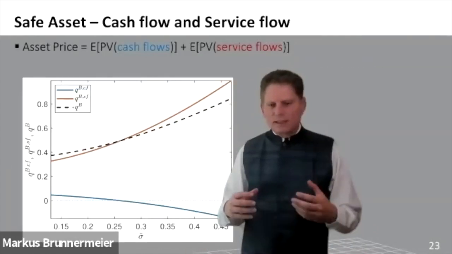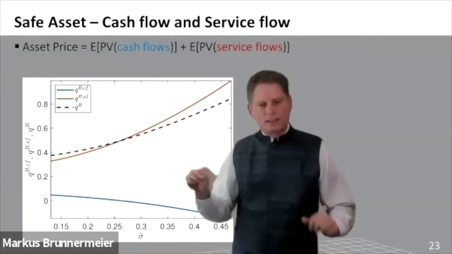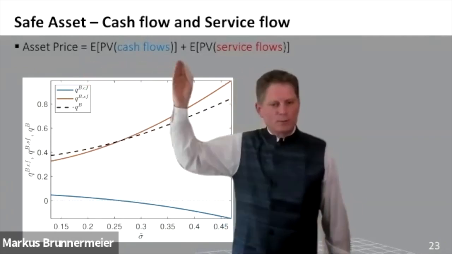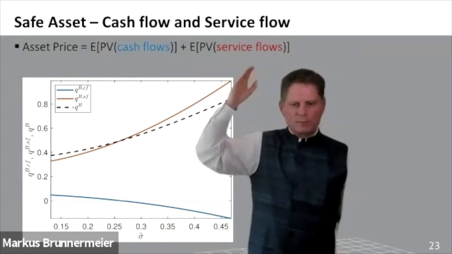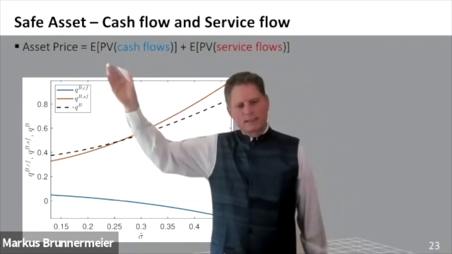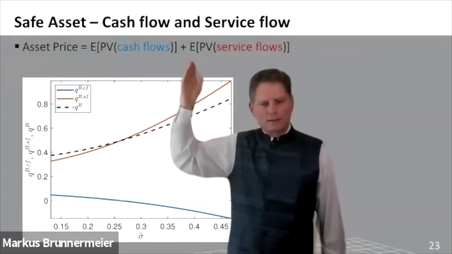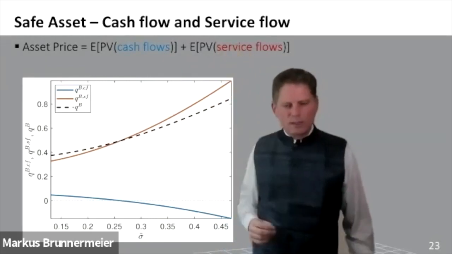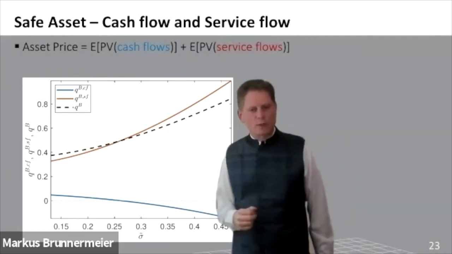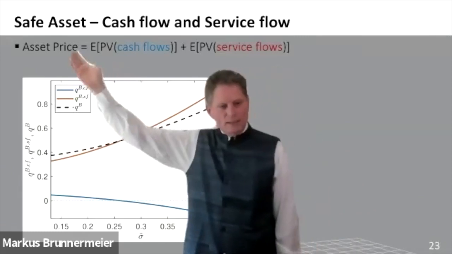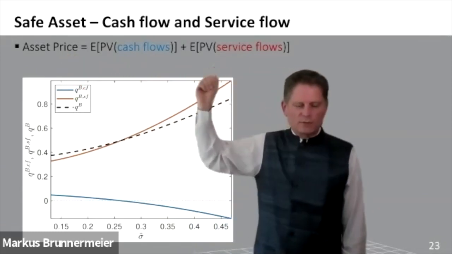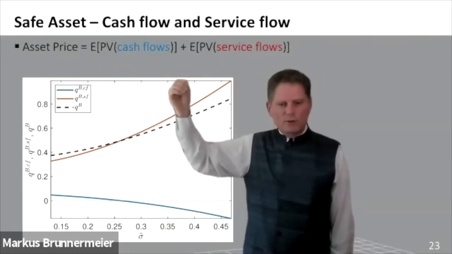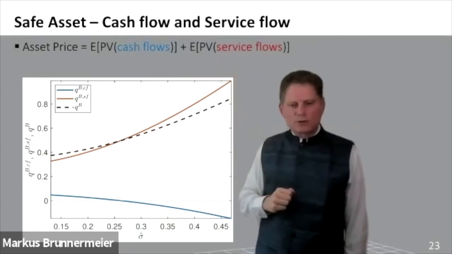Now let me look at the two terms separately again. We have this cash flow term and we have the service flow term. You might be surprised that we have these two terms and that we are focused so much on the second term. Typically in asset pricing you have only one term. But for any asset price, you have a cash flow term and a service flow term. The blue one is the cash flow, and the red one is the service flow term.